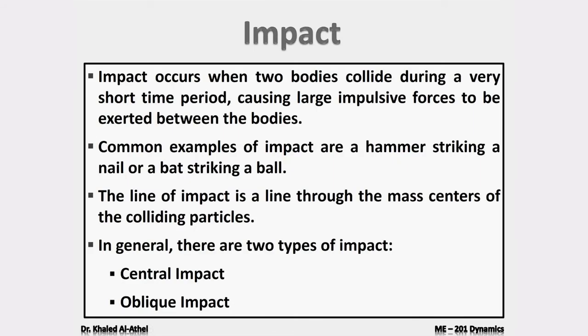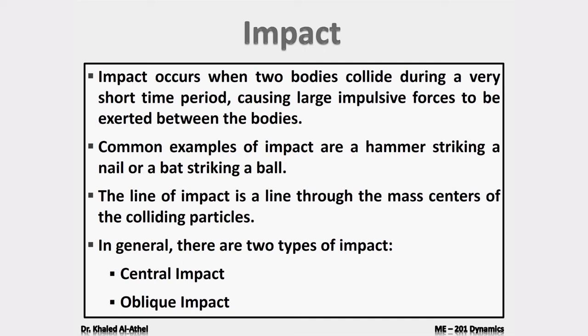Impact usually occurs when two objects or two bodies collide during a very short period of time, causing large impulsive forces. So these are large forces that are happening over a very short period of time, but because they are large, they give you large impulses. And these forces are exerted between the two bodies on each other. Common examples of impact are a hammer striking a nail, a bat striking a ball, and so on. Or you could even have two cars hitting each other.